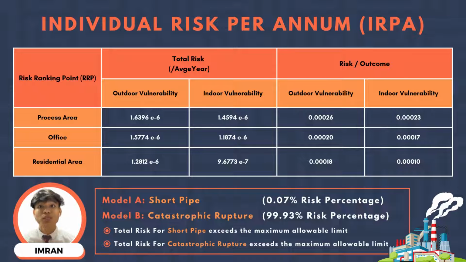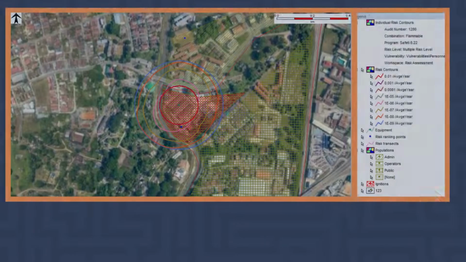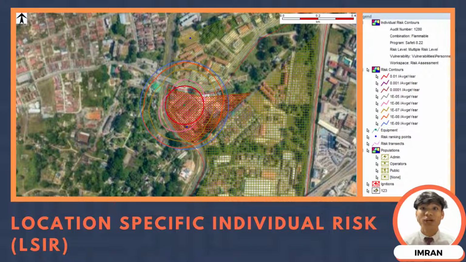Overall, there are 2 major contributors towards the risk in the Yeocheong Steel Factory, specifically catastrophic rupture in the blast furnace with 99.93% risk percentage, followed by rupture in short pipeline with 0.07% risk percentage. To add on, it can be noted that the potential risk from these 3 areas has exceeded the acceptable region, which is very dangerous.